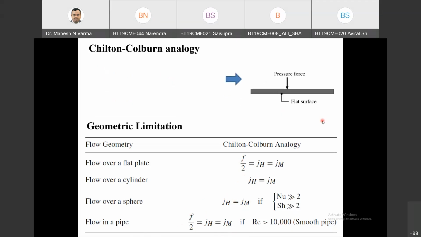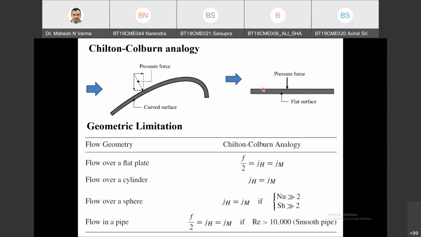For flow over a flat plate, this f/2 is nothing but the shear stress, that is force per unit area. Now, when there is flow over a flat plate or flow through a pipe, the surface area for heat transfer equals the surface area for mass transfer, which equals the surface area for momentum transfer.